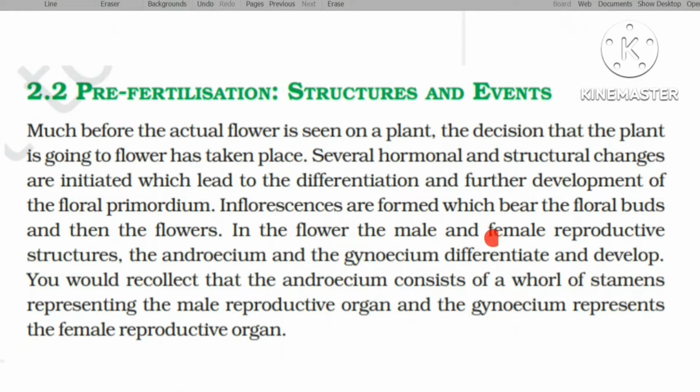In the flower, the male and female reproductive structures, the androecium and gynoecium, differentiate and develop. You would recollect that the androecium consists of a whorl of stamens representing the male reproductive organ, and the gynoecium represents the female reproductive organ.